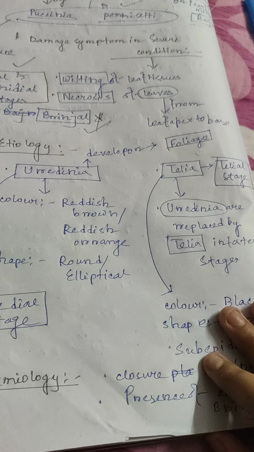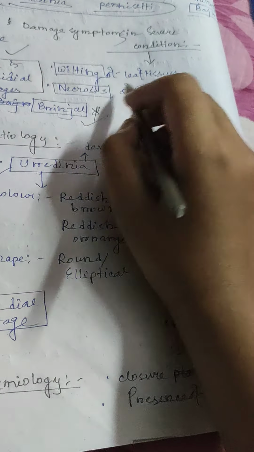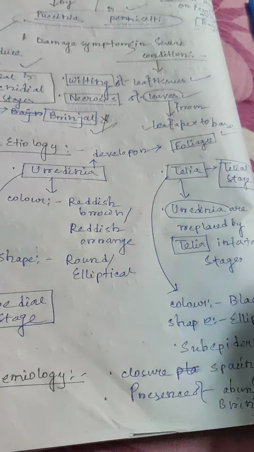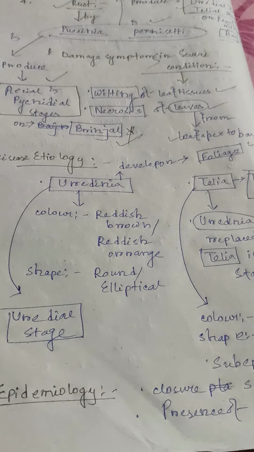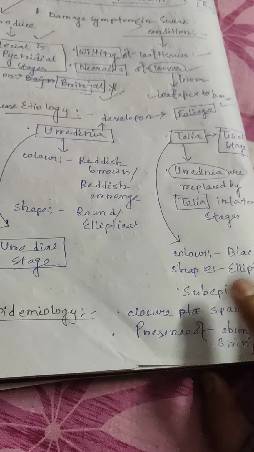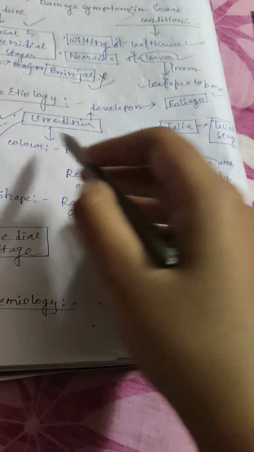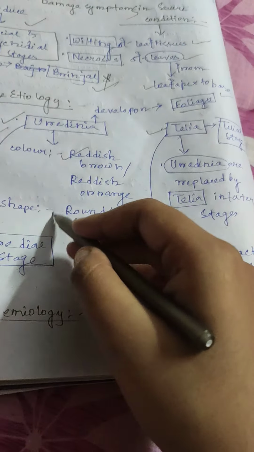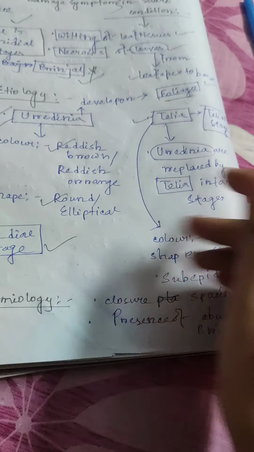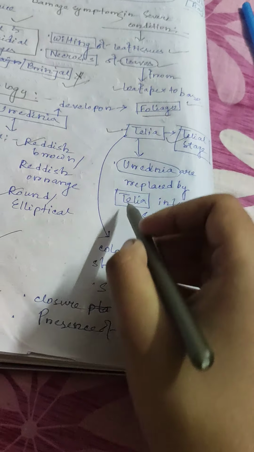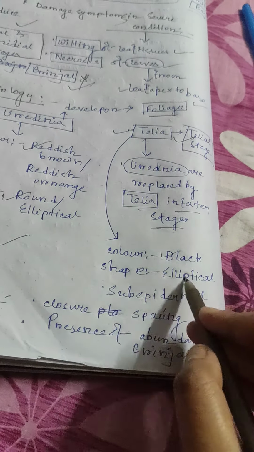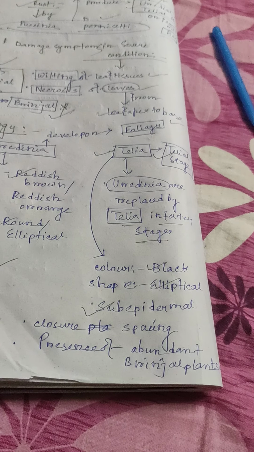Damage symptoms: in the severe condition, wilting of leaf tissues and necrosis of leaves from the leaf apex to the base. Disease etiology: two types, uredinia and telia. Uredinia develop on the foliage. Color is reddish brown or reddish orange. Shape is round or elliptical. It is the uredial stage. Telia or telial stage: uredinia are replaced by the telia in the later stages. Color is black. Shape is elliptical, subepidermal.